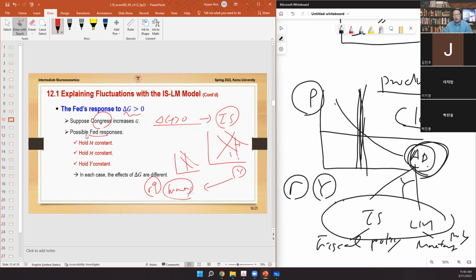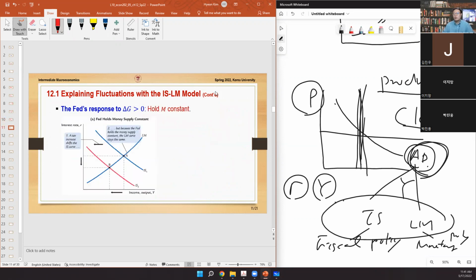That means this is the main actor for monetary policy. They will have a different objective or purpose. And then he categorized 3 different cases. Hold money supply constant, or, for example, hold interest rate constant, or hold national income constant. Based on their purpose, their response will be different. That means we'll deal with these 3 different cases.